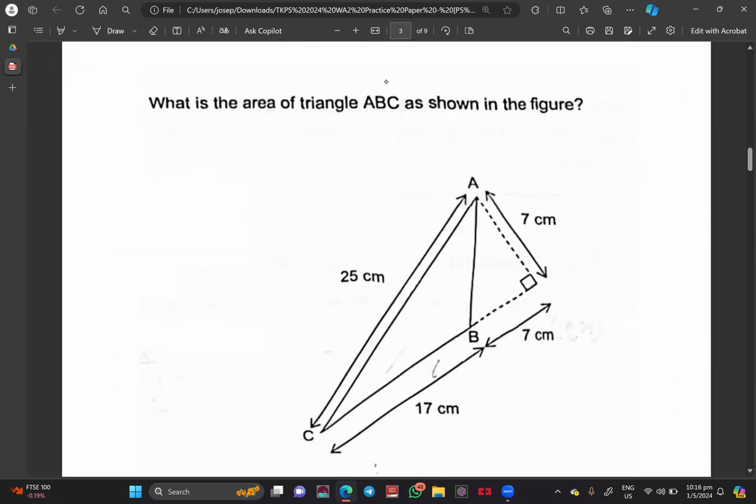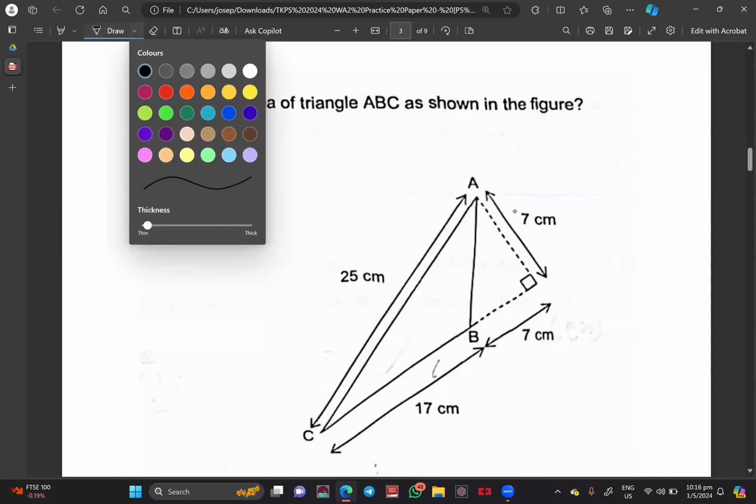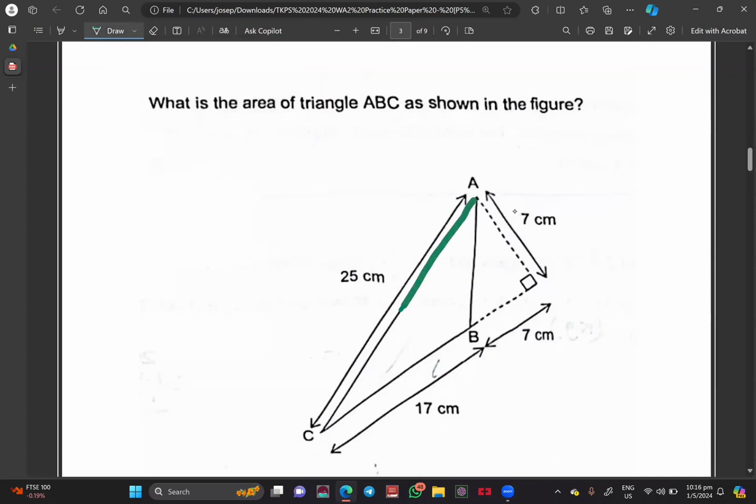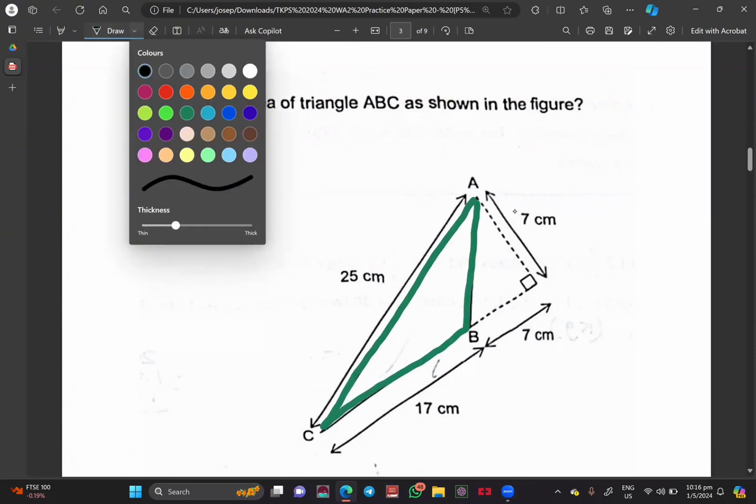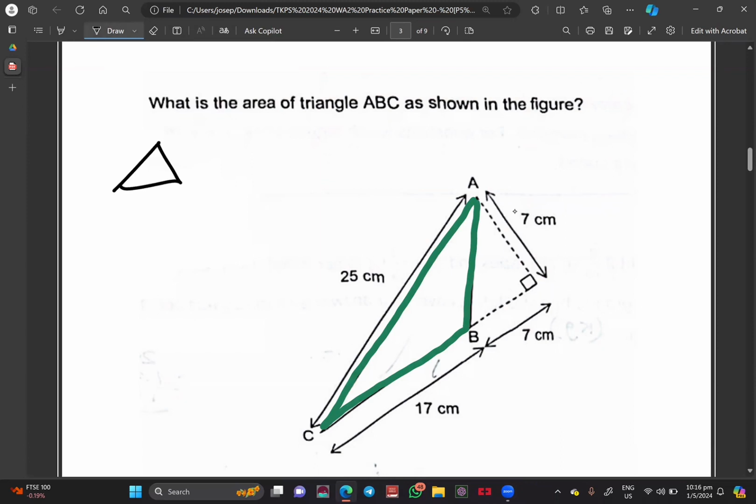Now we move on to the next one. As you can see over here, it is asking you to find the area of the triangle ABC as shown in the figure. Let me highlight the triangle so that you can see. There are 3 types of triangle. You either have a mountain triangle that looks something like this, whereby the height is over here, the base is over here.